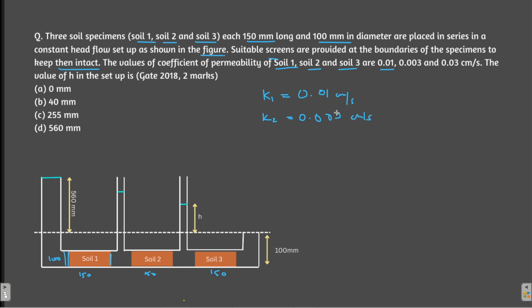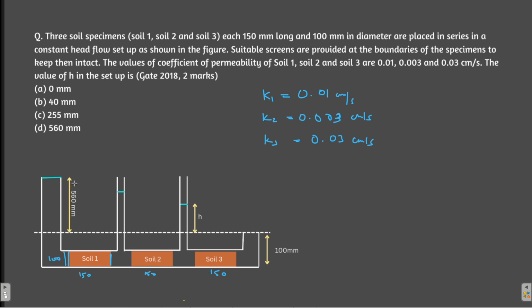So water is moving very slowly in soil 2, and in soil 3 it is 0.01, 0.03 centimeter per second. Okay, these are the coefficients of permeability given to you. The value of H in the setup is what we have to find out, that is, the height of the water in this piezometer.